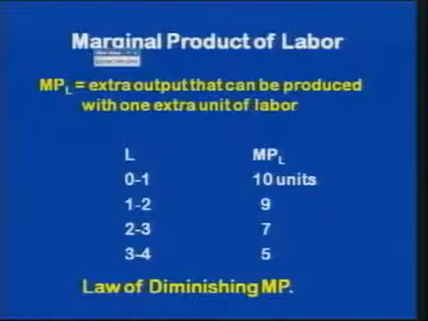So if the firm starts out with 0 workers and increases the number of workers in the operation to 1, it could maybe have 10 units of output that is sold or produced.